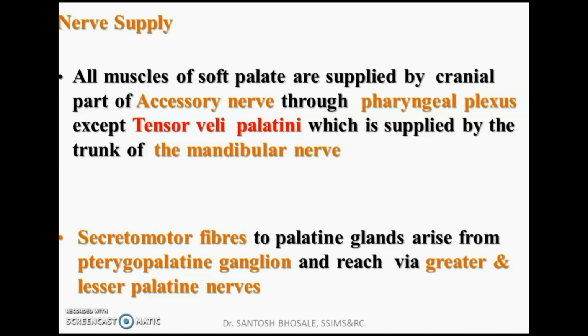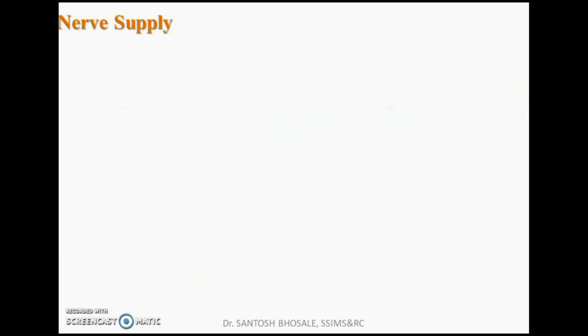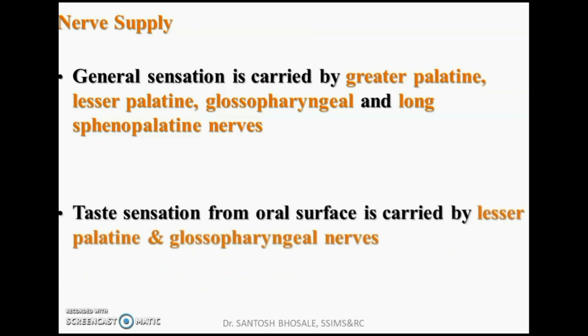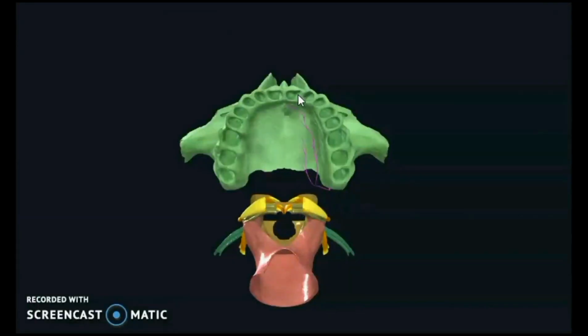And secretomotor fibers to the glands arise from the pterygopalatine ganglion and reach via the greater and lesser palatine nerves through the greater and lesser palatine foramina. General sensation like hot, cold, solid or liquid is carried by the greater palatine, lesser palatine, glossopharyngeal nerve and long sphenopalatine nerves. Taste sensation is carried by the lesser palatine and glossopharyngeal nerves.